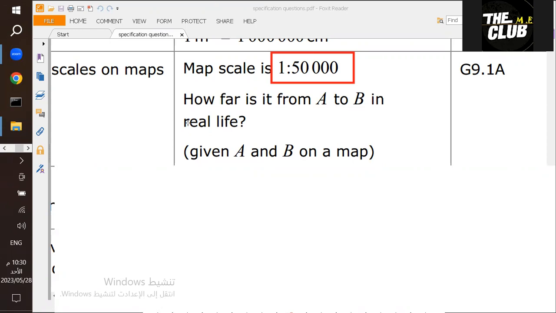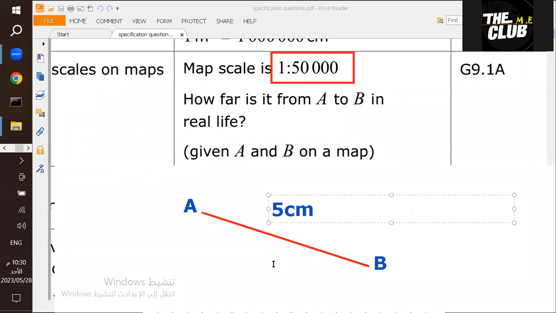In the question, you'll have point A here and point B. Okay, there are 2 points like this. First step you do, you connect them and then use a ruler to measure the distance. But let's say the distance is 5 centimeters. You measure it with a ruler, okay? Because the question will be like this. And then, because 1 centimeter on the map equals 50,000 centimeters in real life, how many centimeters in real life will equal 5 centimeters on the map?